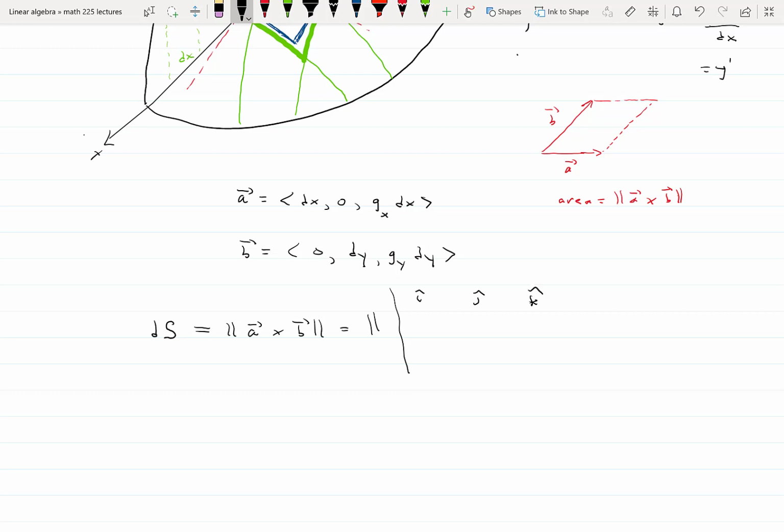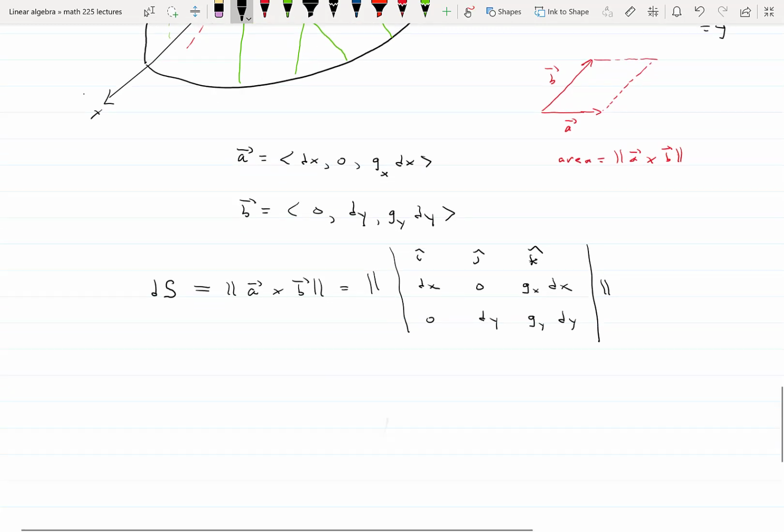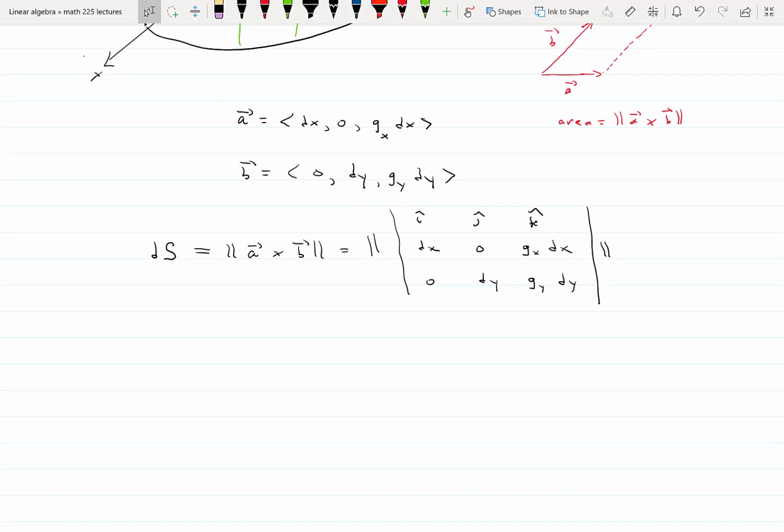i, j, k, the standard basis vectors: a is (dx, 0, g sub x dx), b is (0, dy, g sub y dy). By the way, the author of your textbook does not derive this vector this way.